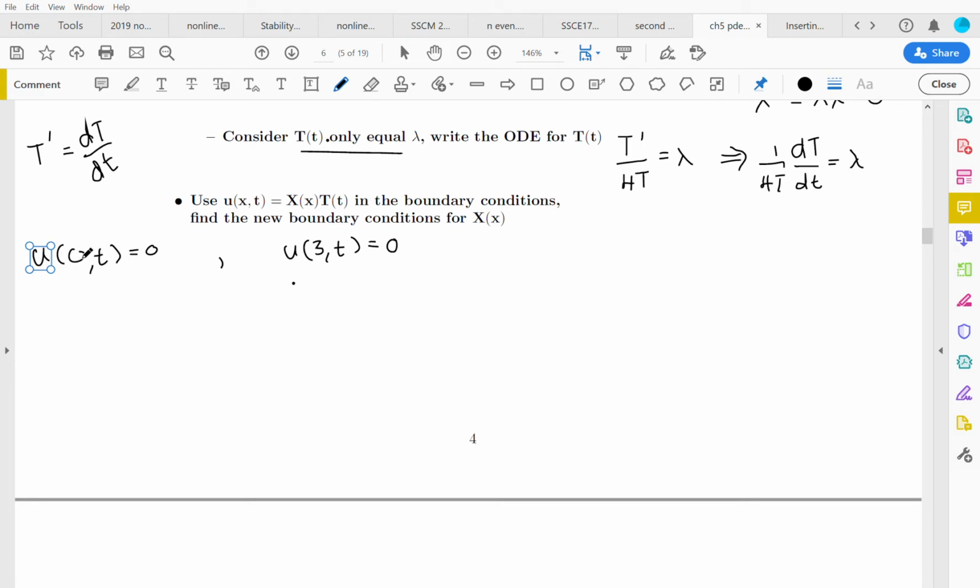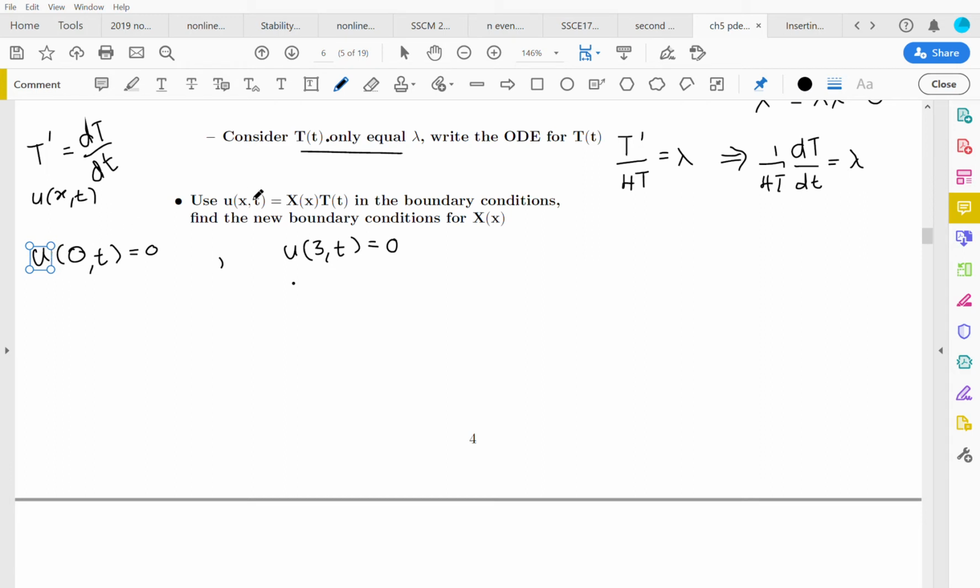Remember about the boundary conditions. In this case, the original function is u. In the bracket, we have x and t. So in this boundary condition, the first value in the bracket is the value for x, then here is t. The right hand side is the value for u.